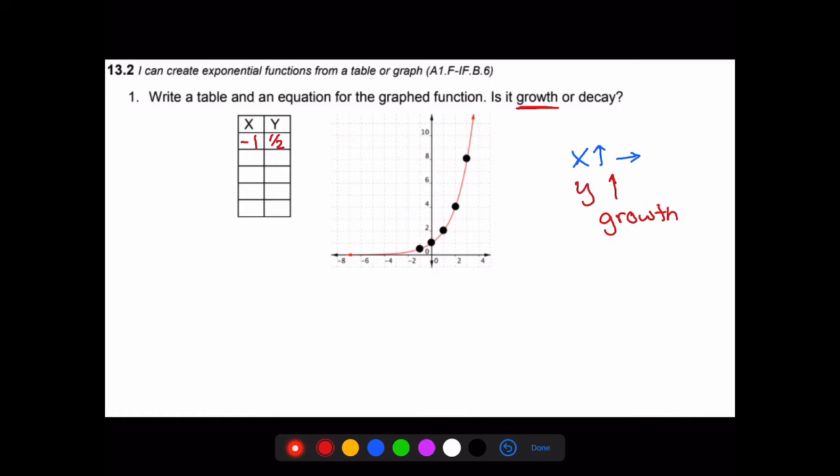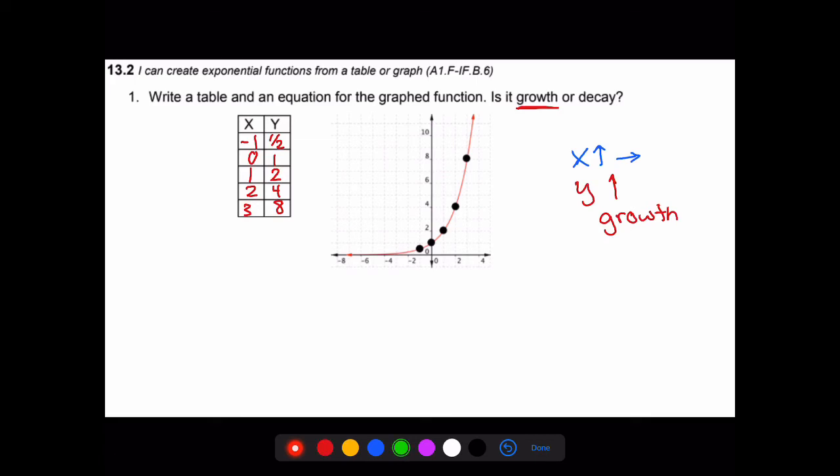When our X value is 0, our Y value is 1. When X is 1, Y is 2. And when X is 2, Y is 4. Our last one is when X is 3, Y is 8.